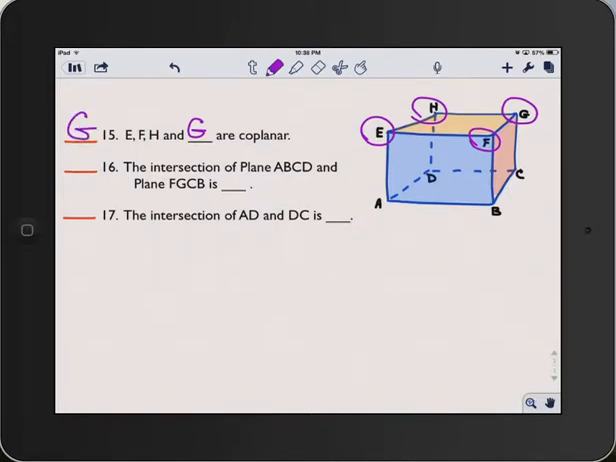For problem number 16, the intersection of planes. Let's get rid of some of this scribble. And the intersection of plane A, B, C, D, the floor of the box, and plane F, G, C, B, the right-hand wall of the box, is the line along the bottom edge, the right-hand edge of the floor. Line BC is that intersection.